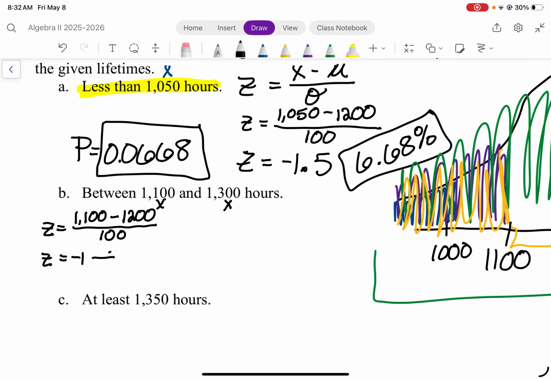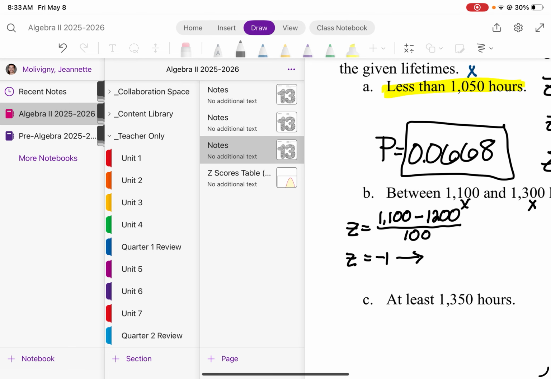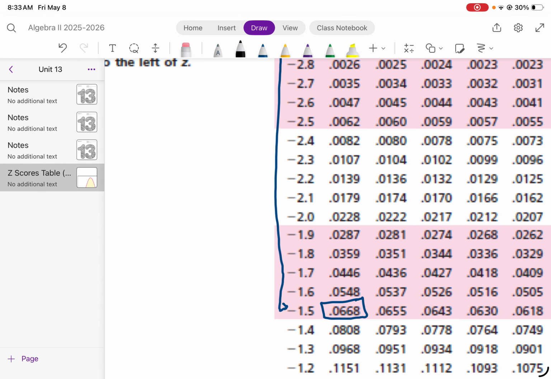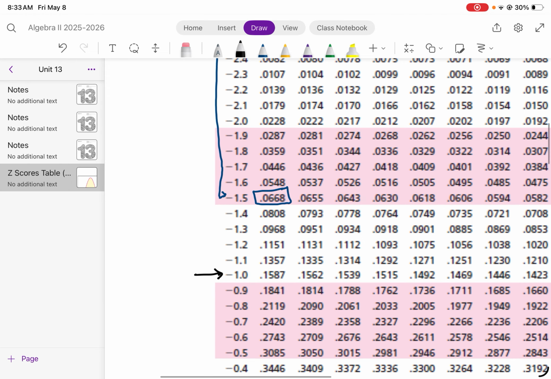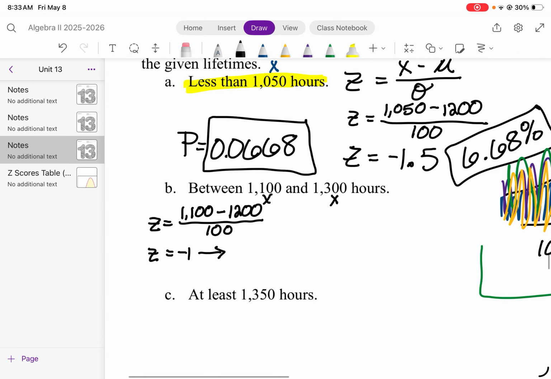So we're going to go to our z table and find out what that probability would be. So I'm going to go to -1. It didn't have anything after the -1, so it's just our first number, 0.1587.